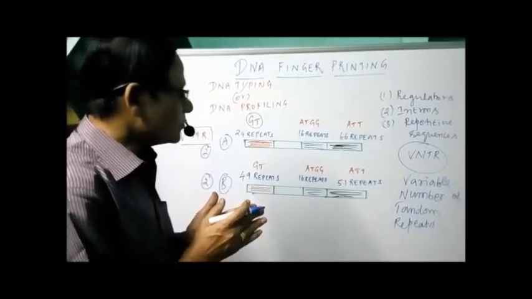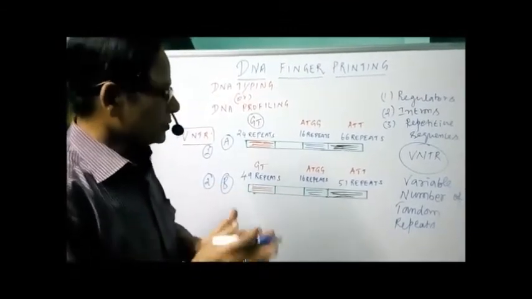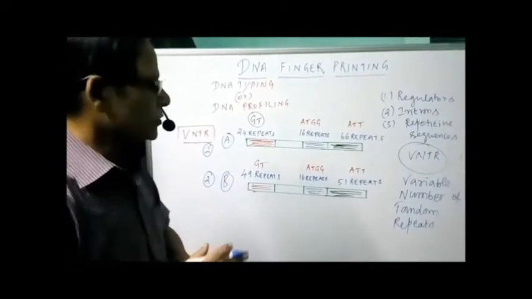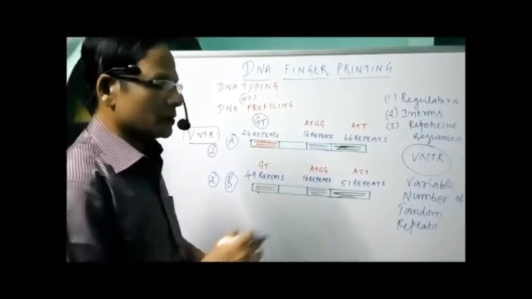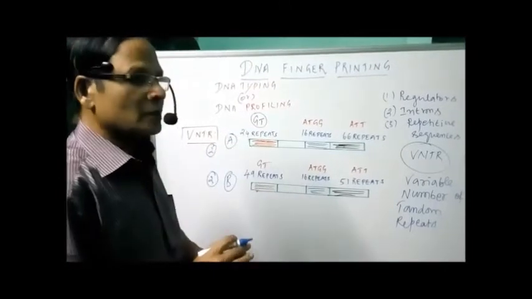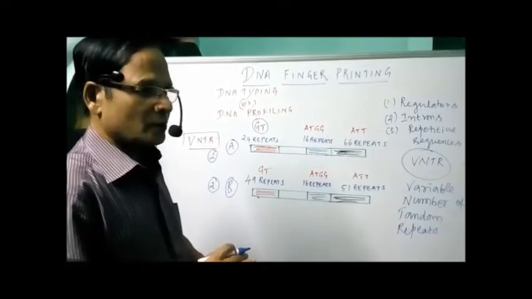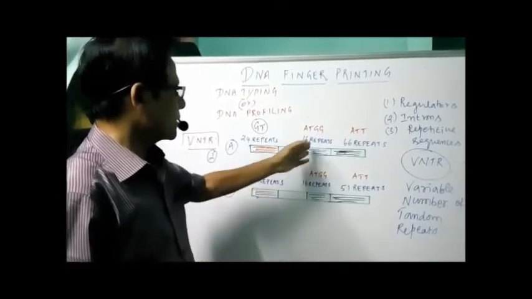And this is what's called variable number. So the tandem repeats are different from one individual to another. That's why it's called variable number of tandem repeats. The same repeat may not be present in the same number between two individuals.